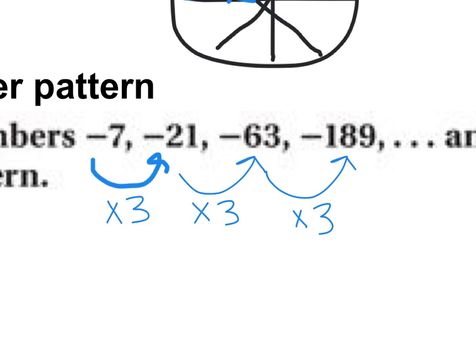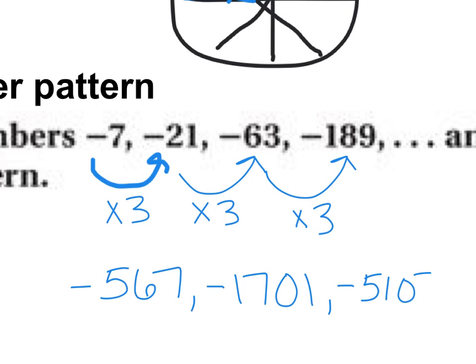So what are my next 3 terms in this pattern? Hopefully you have your calculator handy, and you simply take -189 times 3 to find that the next term would be -567. Then you'll do it again, times 3, and get -1,701. For our third and final term, we multiply again times 3 and get -5,103. So again, I like to call it the loop-de-loop method.